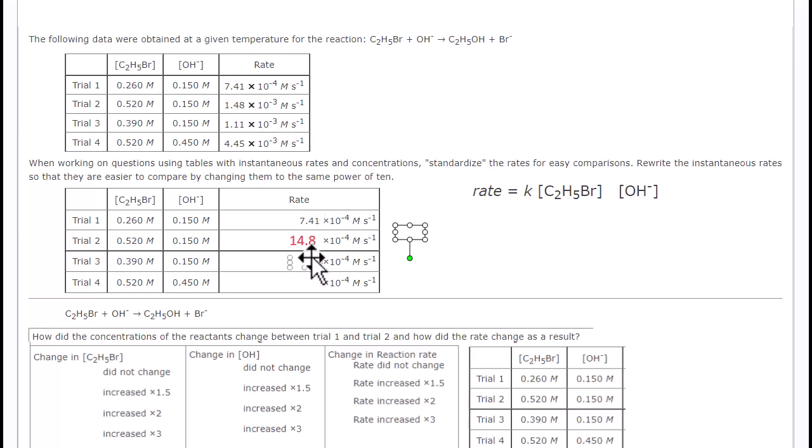1.11 times 10 to the -3. And we'll see that this reaction is a little bit slower than our previous one. Not a simple ratio, it looks like. And we'll do this one too. We've got our numbers here.